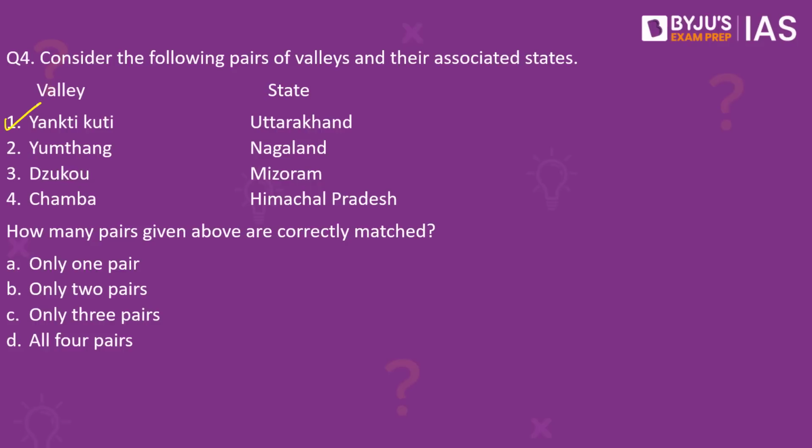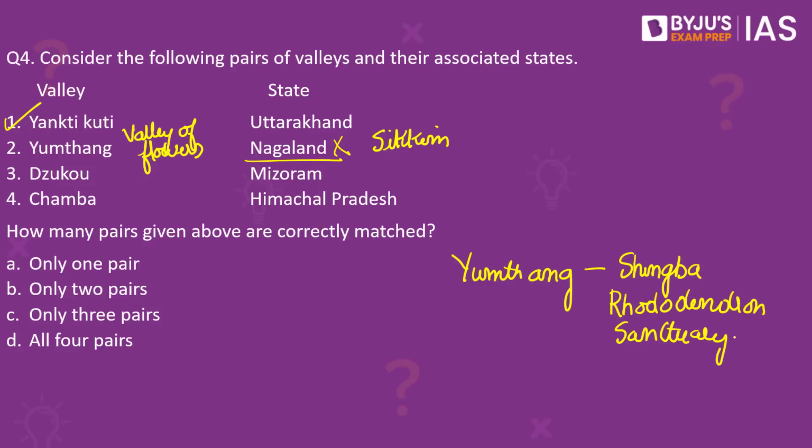The second valley, Yumthang, is not located in Nagaland. It is located in Sikkim. Note, this Yumthang Valley is also popularly known as the Valley of Flowers. It is home to the Shingba Rhododendron Sanctuary. Note, rhododendron is the state flower of Sikkim. So this pair is wrongly matched.